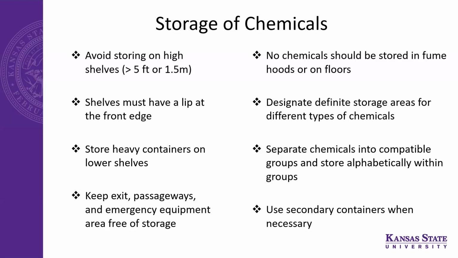Designate definite storage areas for different types of chemicals. Separate chemicals into compatibility groups and store alphabetically within the groups, which helps you find chemicals easily. And use secondary containers whenever necessary. So in case of a spill, or if a bottle leaks with time, if you have it in a secondary container, it traps those chemicals from spreading around.